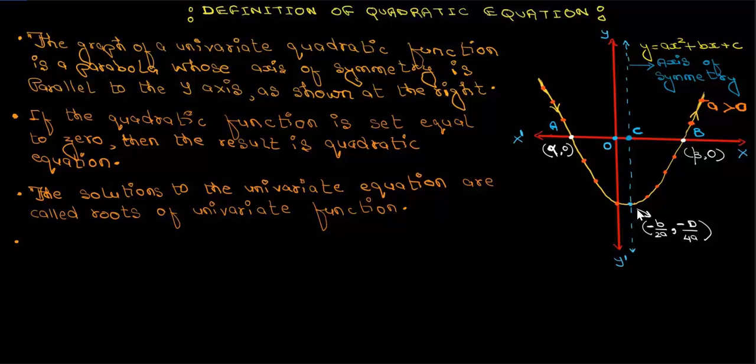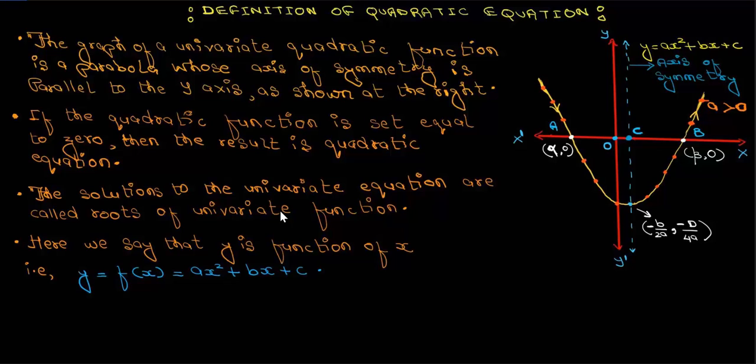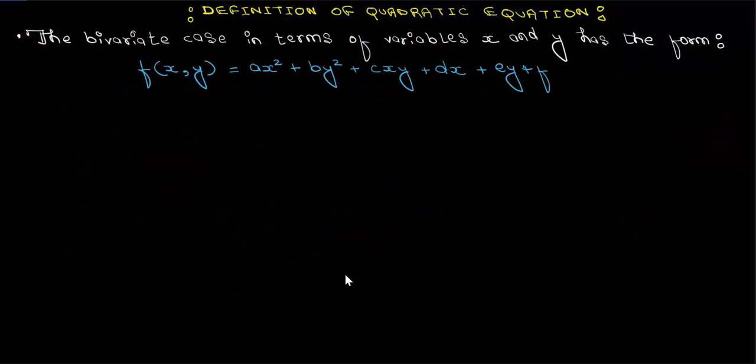And later you will realize that the coordinates of this point are minus b by 2a comma minus d by 4a. We will see how these coordinates are minus b by 2a and minus d by 4a. So the solutions to the univariate equation are called roots of the univariate function. Here we say that y is a function of x and is represented as f(x) equal to ax square plus bx plus c.